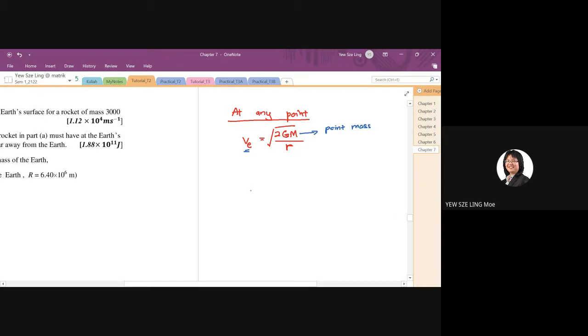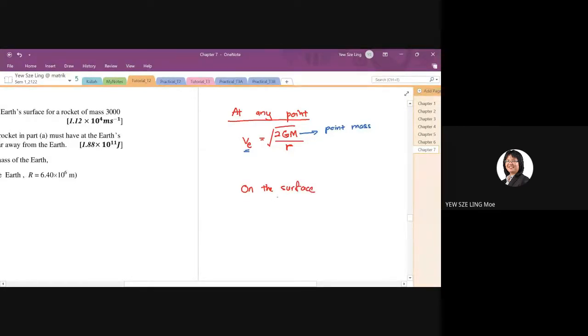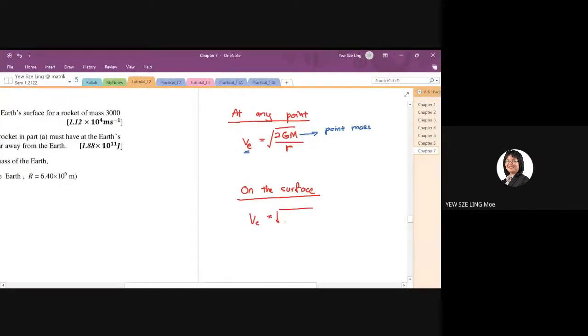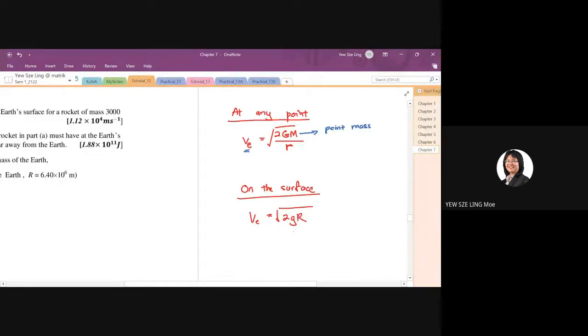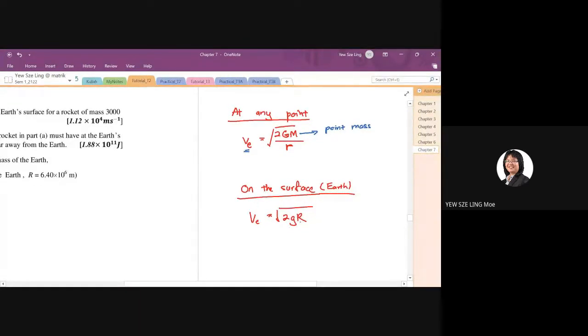Now the other equation is a simplified one. It can be used only on the surface, when the object is on the surface of the planet, of the Earth. So when an object is placed on the surface and it wants to escape from the gravitational pull, you can use V_E equals the square root of 2gR. Because this is on the surface, usually we use it for the Earth, so this g is just 9.81. And R is the value of the radius of the Earth.